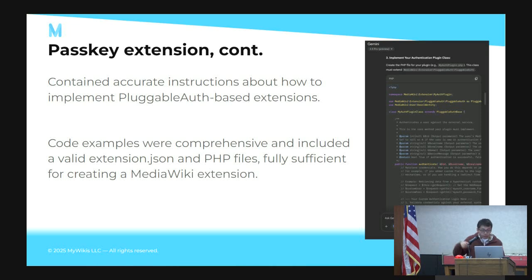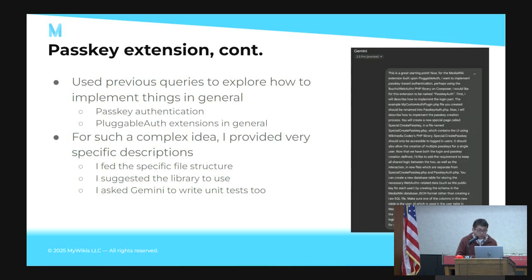So, accurate. It even provided code examples that were pretty comprehensive and included a valid extension.json and PHP files. It should be fully sufficient for creating a MediaWiki extension. This is just a skeleton, by the way. This is not actually anything implemented yet. So I was like, okay, great. Building off of the previous queries, let's use that as context. Now I'll explore how we implement these things in general.